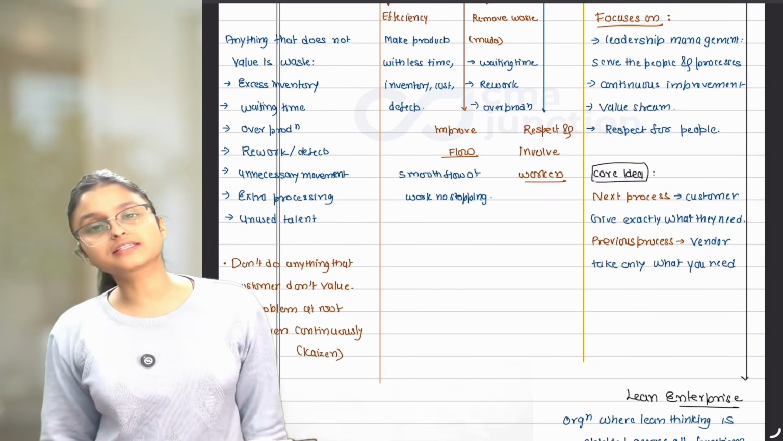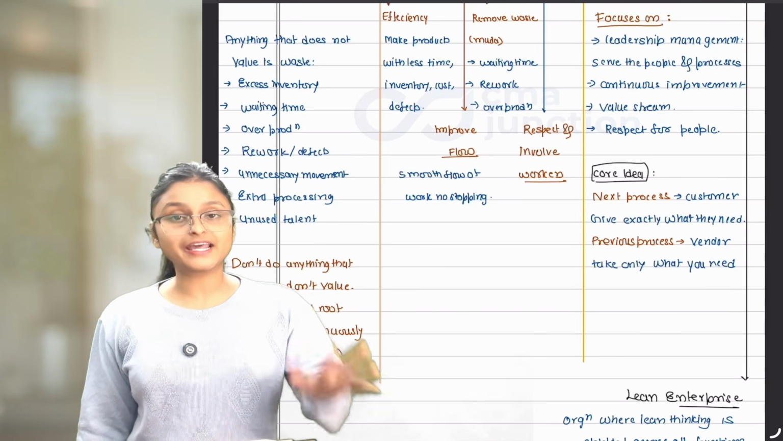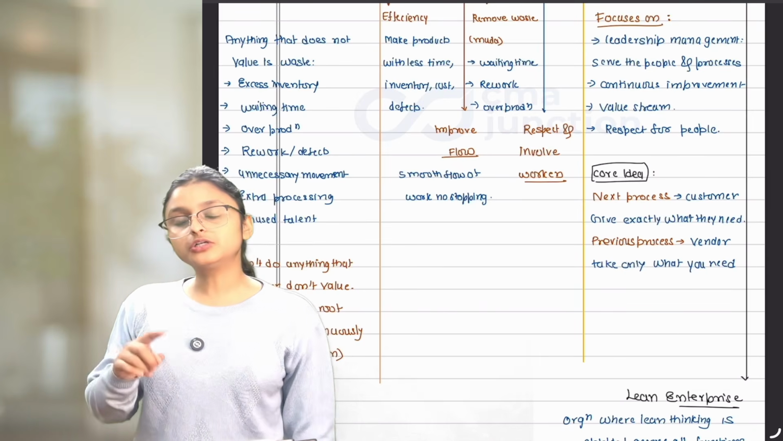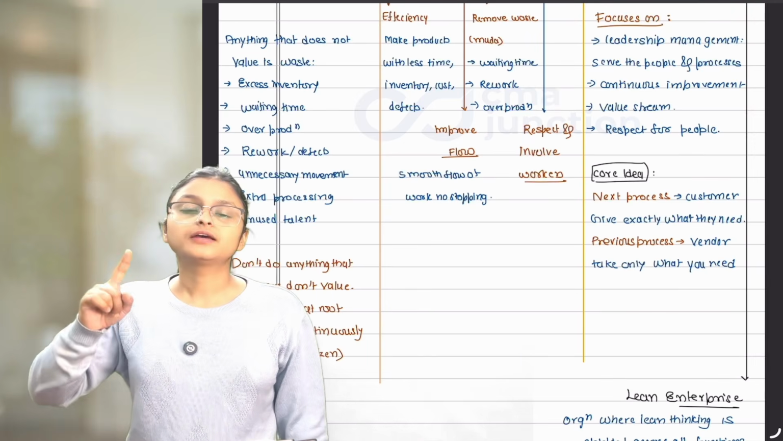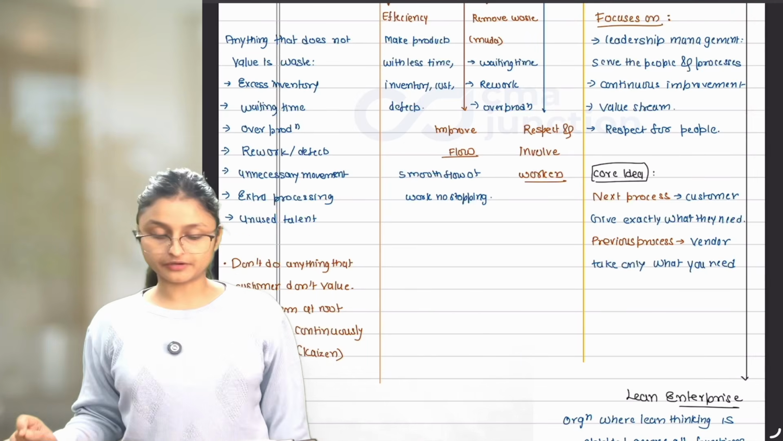Next, improve continuously. Lean doesn't work that one day we will improve and it's done. You need to do that every day, even if it's a small improvement, no worries. We need to make sure that we are improving every day.